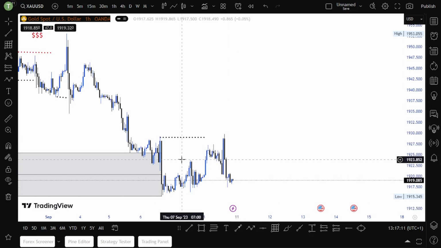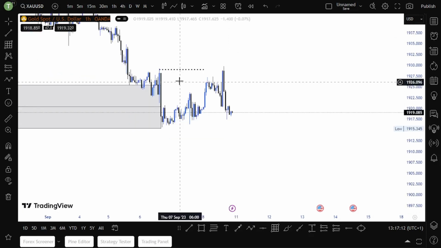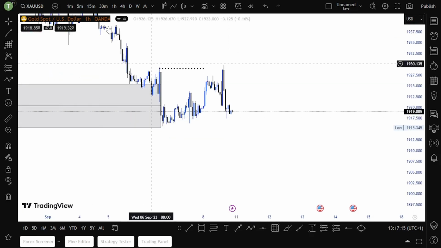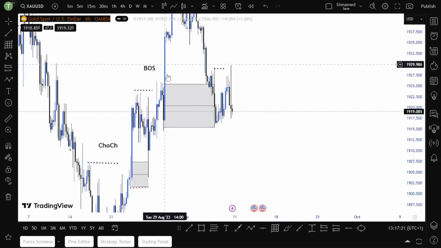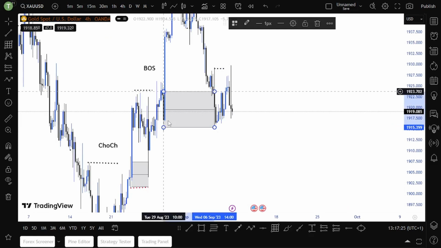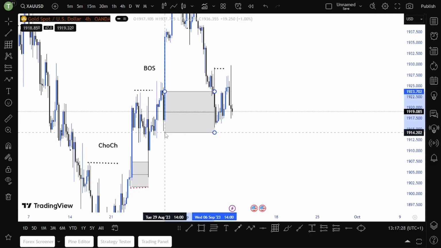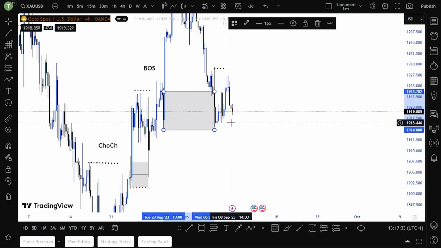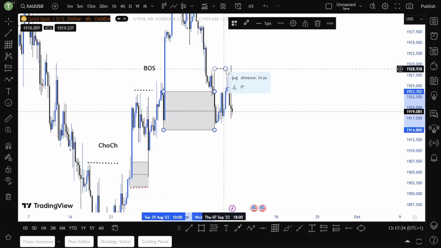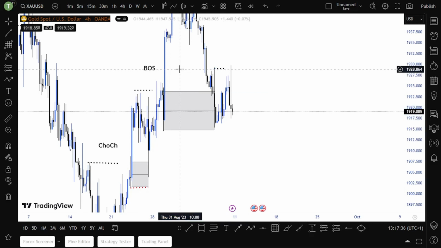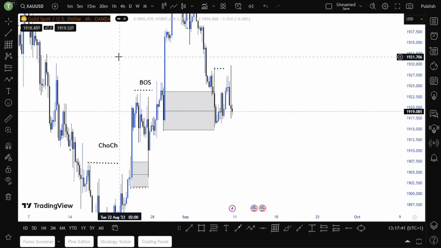So what do I do now in this case? Price already tapped into this bigger zone. Let me go on the higher time frame to show you nicely. Okay, as you can see, guys, price is currently at a demand zone. In my view, that one is a change of character, guys.